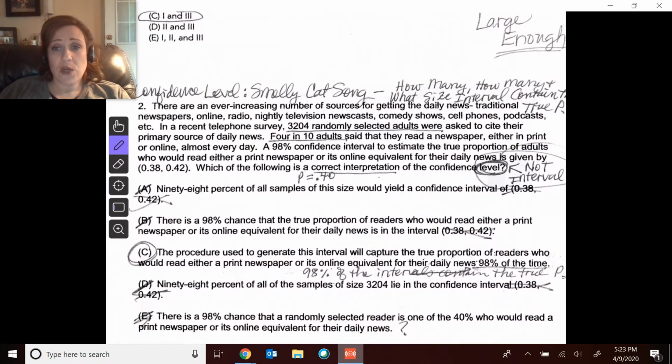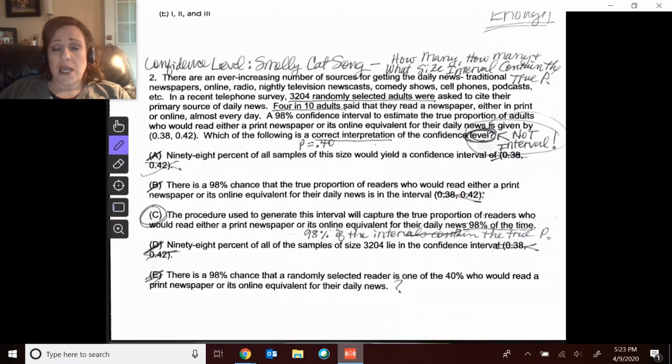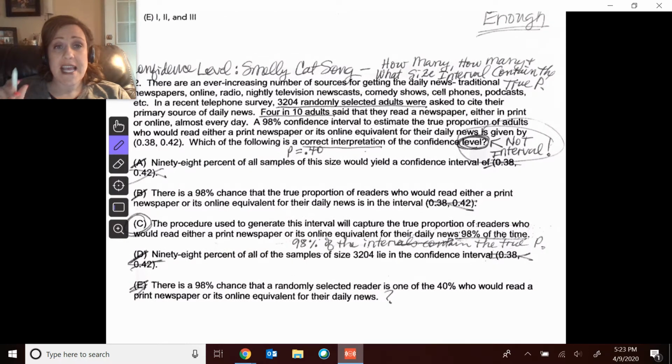All right, number 2. This one is about interpretation of confidence level. This is going to be very important, that we keep these straight. It did not say interpret the interval. So the fact that we have this information about 38 to 42%, that's the interval. Confidence level is not an interpretation of that interval. So because of that, I can automatically knock off these answer choices that have the interval in it. So I'm now down to just C and E.